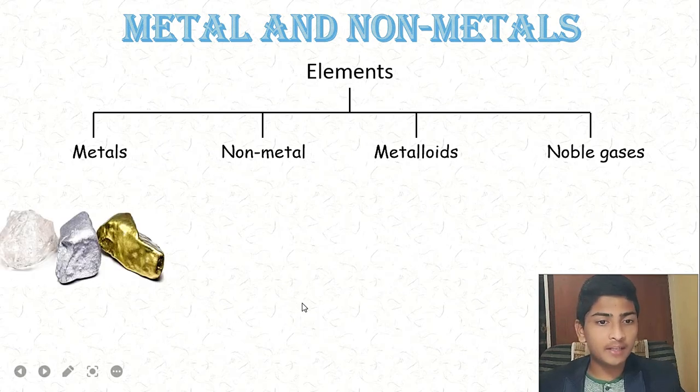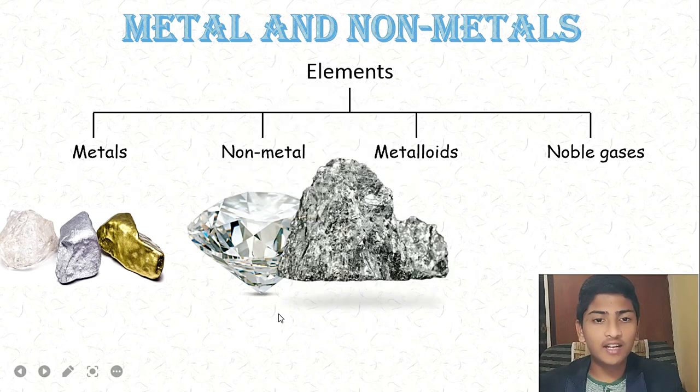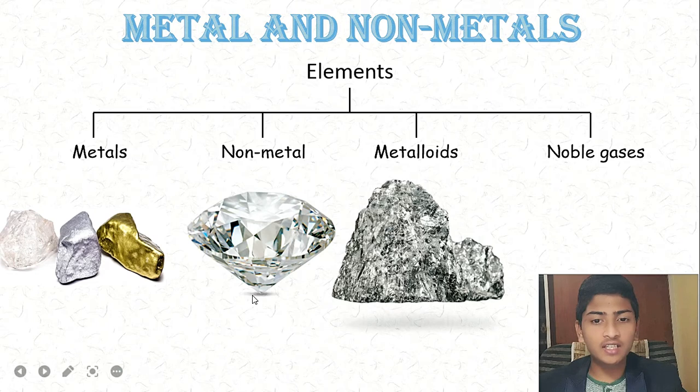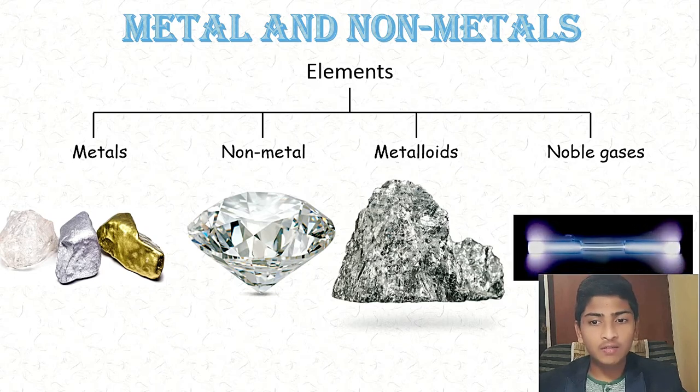These are the metals. This is the non-metal. You might say that diamond is a metal, but diamond is formed by carbon. Carbon is a non-metal, so diamond and graphite are called non-metals. Metalloids are the elements which have properties of both metals and non-metals. And these are the noble gases, which are very stable. These do not react anywhere.